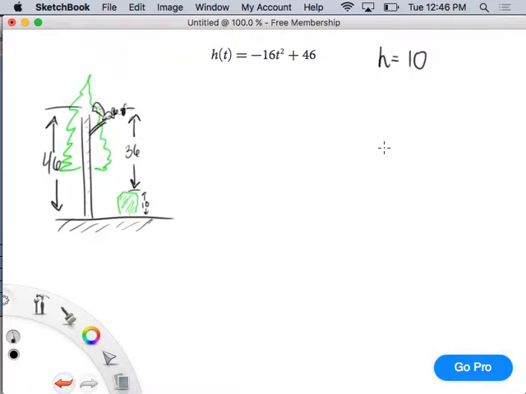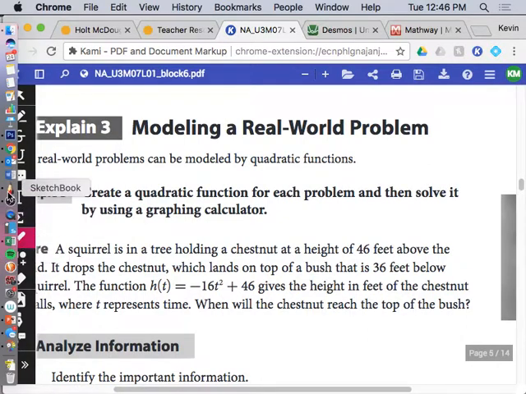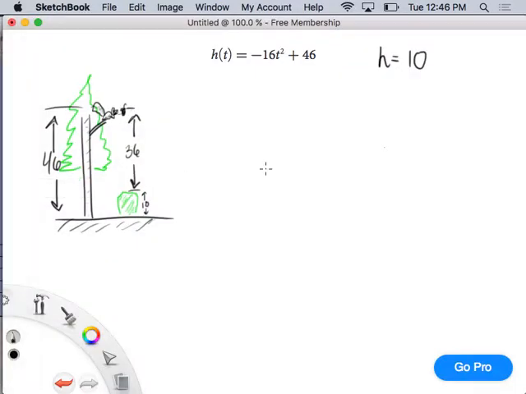Well, what is it asking for? It says, when will the chestnut reach the top of the bush? When implies what? Time. So it's saying, what will time be equal to when h is 10? Well, I have this equation. I have h. I'm solving for time. What should I do? Plug in 10 for h. We get 10 equals negative 16t squared plus 46. I have a quadratic equation here. I have to solve this quadratic equation for t.